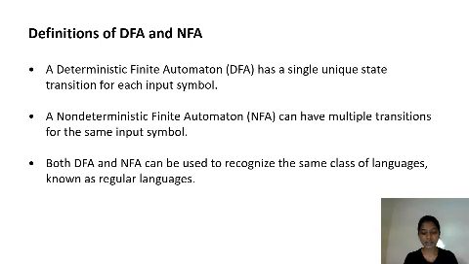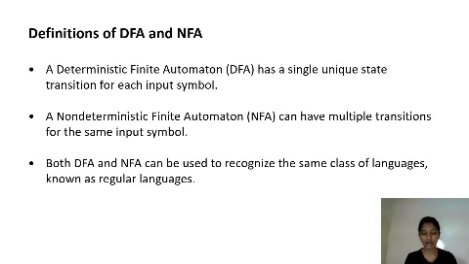What are the key components of finite automata? The first one is a state, a finite set of conditions or configurations the automaton can be in. One of these states is the initial state where the automaton begins, and one or more may be accepting or final states where the automaton successfully terminates.